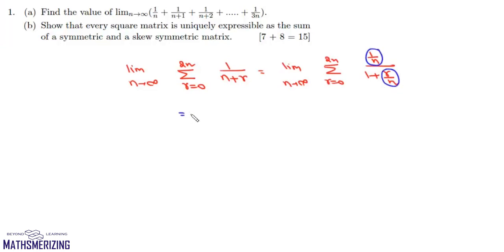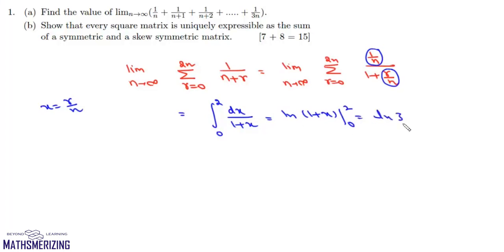So we can write this limit as this integral dx upon 1 plus x, where x is r by n. Now when r is 0, x is 0, so lower limit is 0. And when r is 2n, value of x is 2. Now this is nothing but log 1 plus x from 0 to 2, which is nothing but log 3 minus log 1, and log 1 is 0. So answer to this limit is simply log 3.